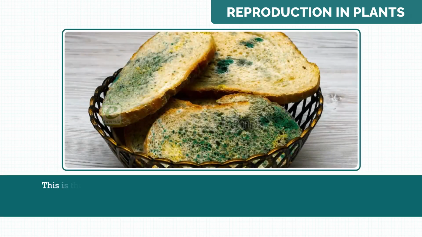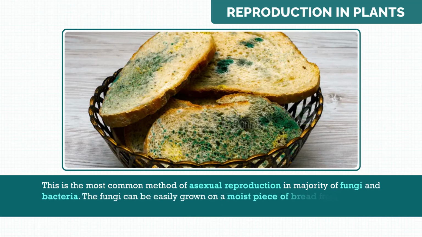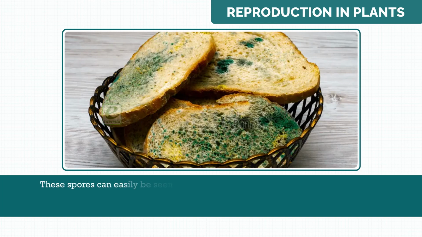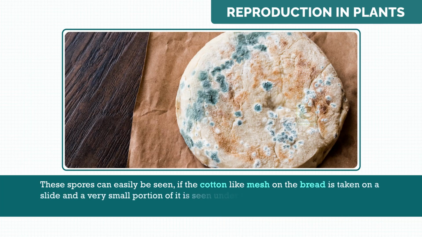Spore formation. This is the most common method of asexual reproduction in majority of fungi and bacteria. The fungi can be easily grown on a moist piece of bread from spores which are present in the air. These spores can easily be seen if the cotton-like mesh on the bread is taken on a slide and a very small portion of it is seen under the microscope.